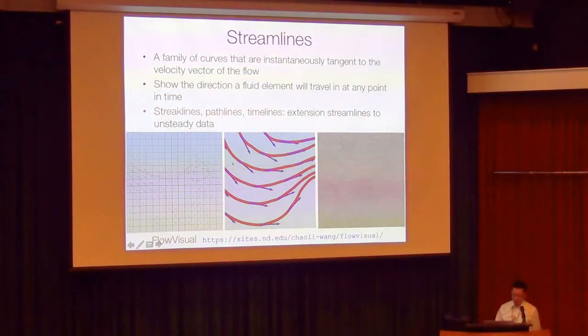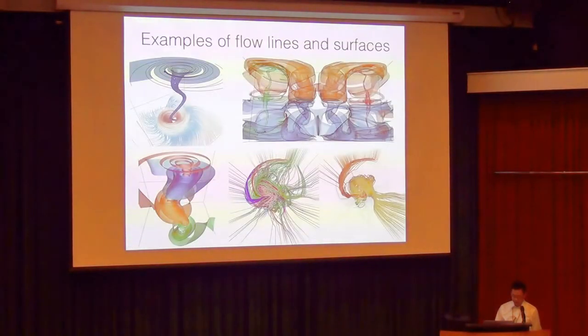Every point you trace along the streamline is instantaneously tangent to the underlying flow field. If the flow field is unsteady, meaning it's changing over time, then you trace what we call a pathline. Basically you are doing the same thing, but at every time step you use the flow field at that particular time step for the tracing. These are some examples from the research in my group. Here you see a tornado simulation with flow surfaces, and at the bottom we have dense flow lines showing the patterns.